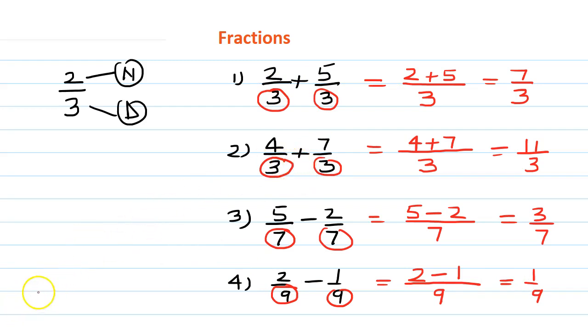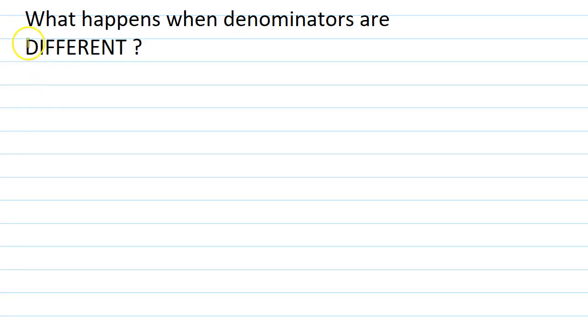Now I'm going to introduce you a new technique to solve when denominators are different. Let's see what happens when denominators are different. Let's take the example here, 2 over 5 and 3 over 4. If you see here, denominators are different. Here is 5 and here is 4. So what you need to do, with my technique, is just cross multiplication.